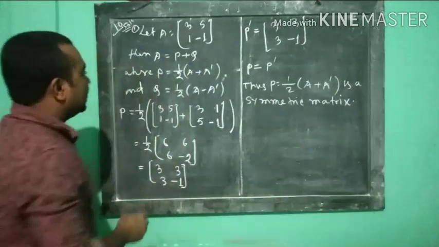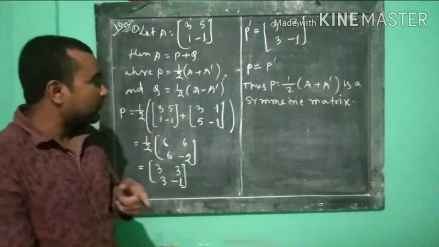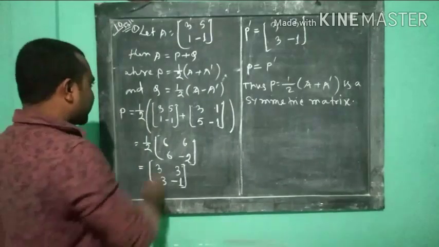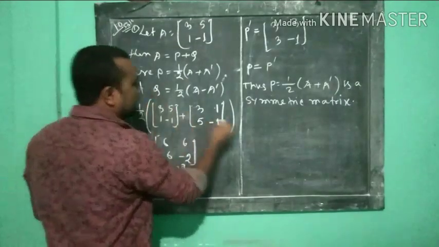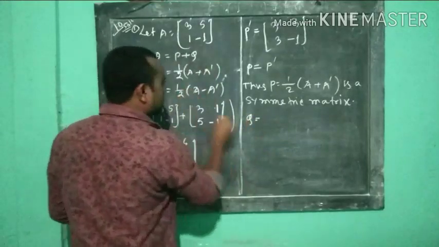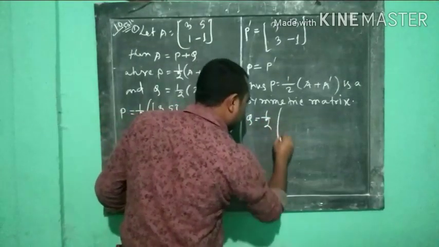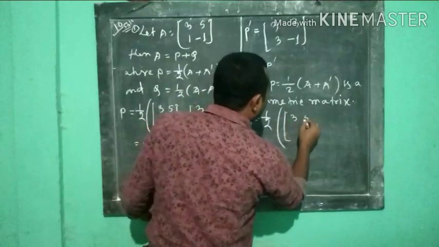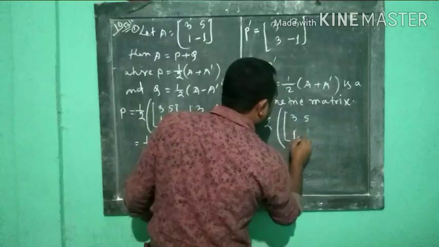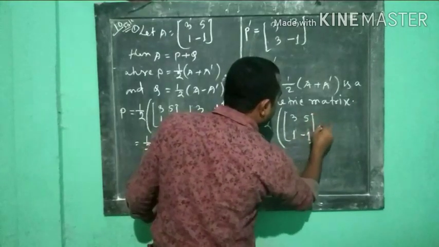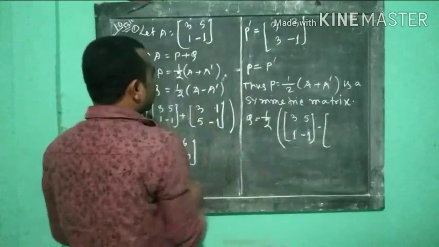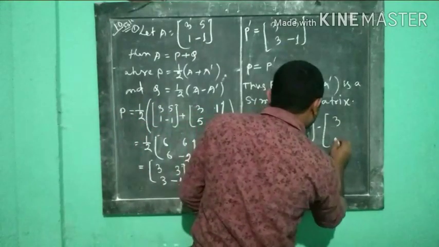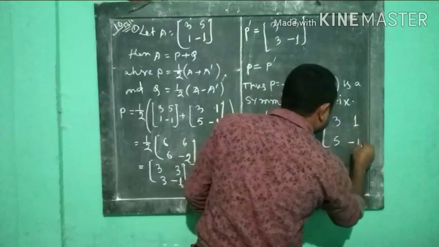Okay, so now we are going to show that it is a skew symmetric matrix. For a skew symmetric matrix, what we have to show is that Q equals half of, in brackets, A minus A transpose. A is 3, 5, 1 and minus 1. A transpose is obtained by interchanging the rows and columns: 3, 5, 1, minus 1.